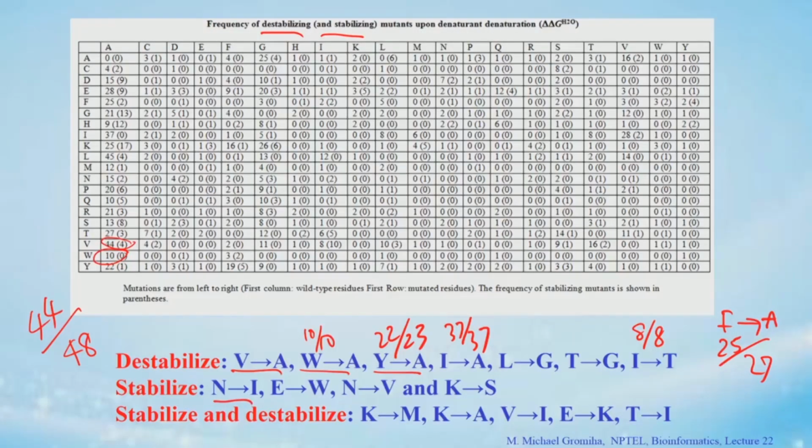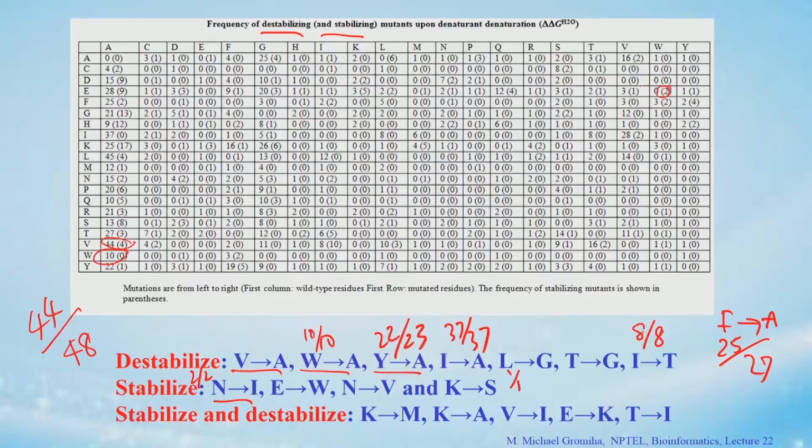Likewise, if you look at the stabilizing mutations, for example, take N to I. What is the case of N to I? 2 out of 2. There are only 2 mutations, and both of them are stabilizing. What is K to S? There is only 1, this is 1 by 1. Any other stabilizing mutations? Here, E to W, out of 2, both are stabilizing.